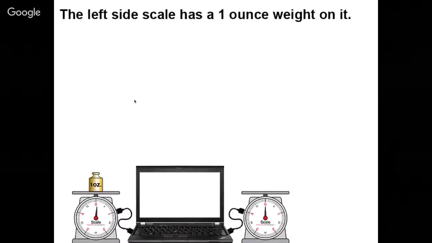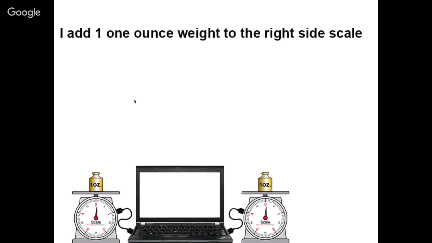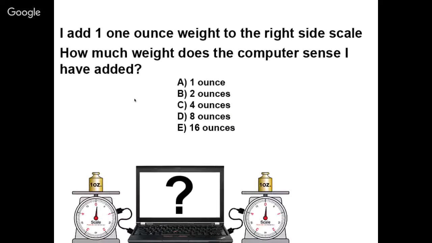So back to this. What this is an illustration of is this. These are electronic scales, and they're connected to a computer. And on the scale on the right-hand side, there's a single 1 ounce weight on it. And you add a 1 ounce weight to the left-hand side. And you say to the computer, how much weight did I add? How much do you sense that I added? Did I add the same amount that was on the right-hand side?